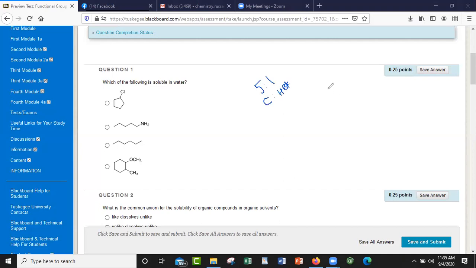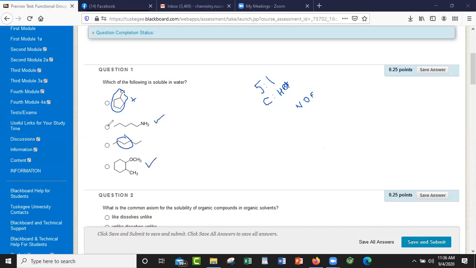So which one is soluble in water? Which one can we rule out? Can we rule this out? Yes. It doesn't have a hydrogen bonding atom, right? A hydrogen bonding atom is N, O, or F. So that's what we're looking for. So we rule out that and that. Is that right? So what we're left with is this molecule and this one.